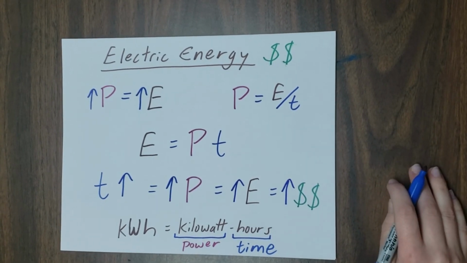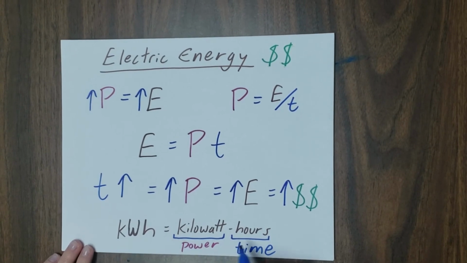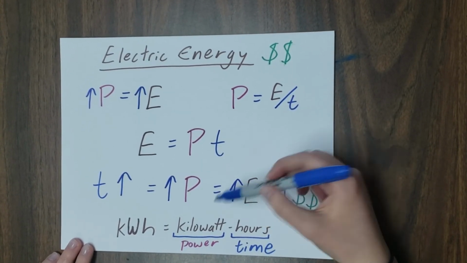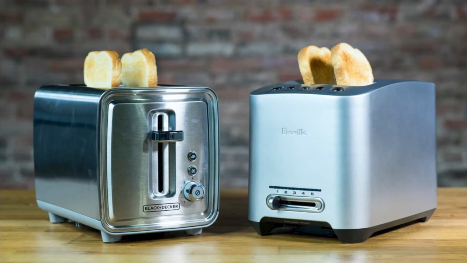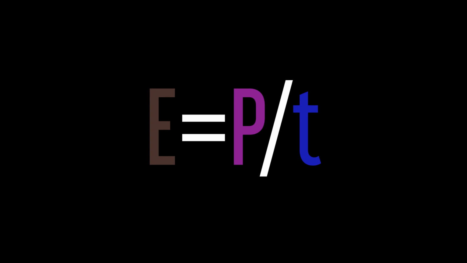On our electric bills, we see the units of kilowatt hours, which makes sense since we know that our energy is in units of power times time. To reduce our energy costs at home, we know that we can reduce our time using electrical appliances, or we can purchase more efficient appliances, such as LEDs that consume less power over time, helping them last longer than regular incandescent light bulbs.